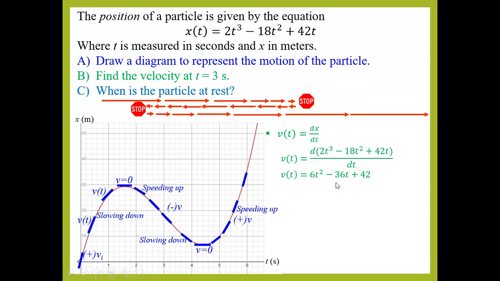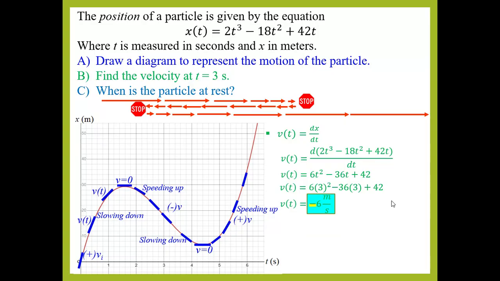And then once you have this velocity function, all you have to do is plug in 3 seconds and it tells you exactly how fast you're moving. So here, I carry the 6 down, wherever t is, I just plug in 3 seconds. 36t, t is right there, plug in 3. 42 is just the constant. And then if you simplify that on your calculator, you should get a value of negative 6 meters per second.